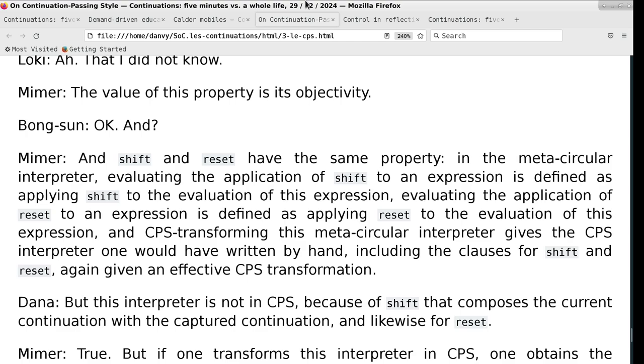The value of this property is its objectivity. Okay, and shift and reset have the same property. In the meta-circular interpreter, evaluating the application of shift to an expression is defined as applying shift to the evaluation of this expression. Evaluating the application of reset to an expression is defined as applying reset to the evaluation of this expression. And CPS transforming this meta-circular interpreter gives the CPS interpreter one would have written by hand, including the clauses for shift and reset, again given an effective CPS transformation.